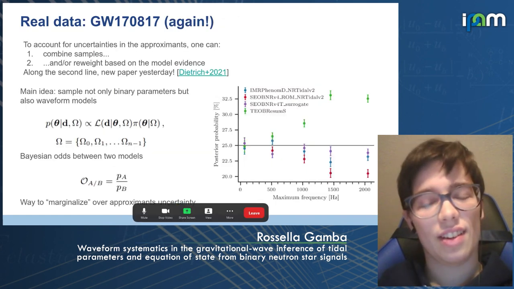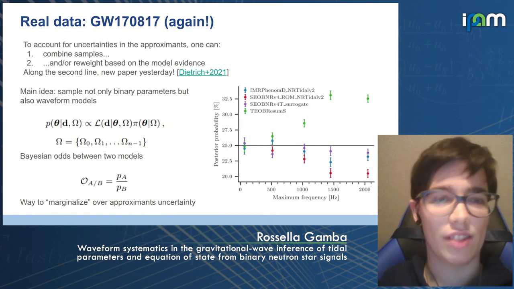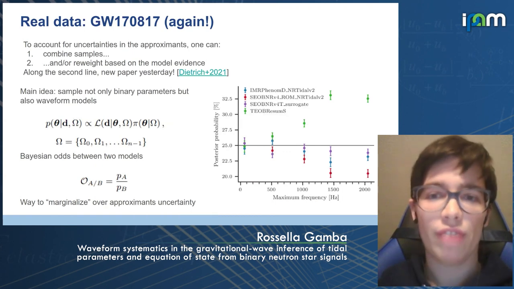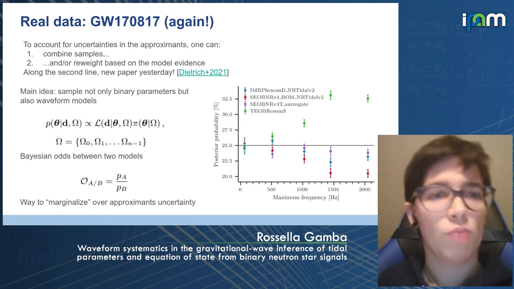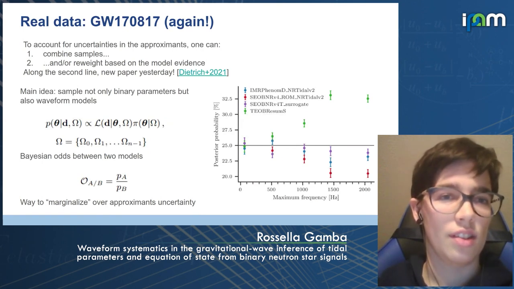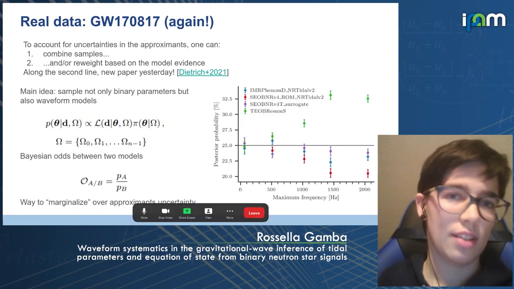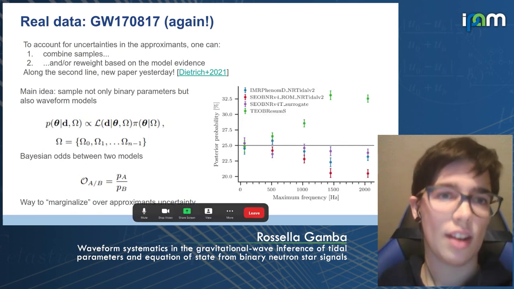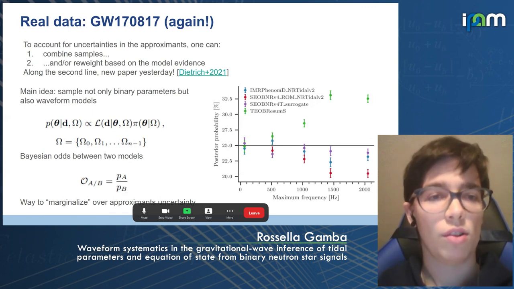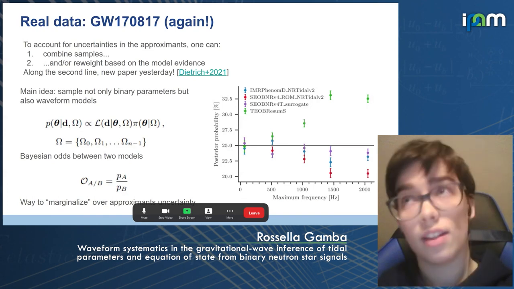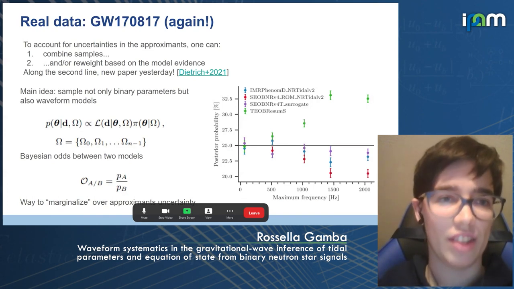Let's keep on talking about real data, and still about 170817, because when you are faced with a situation such as the one from before, you do want to try to account for uncertainties in the approximants somehow. And the way you can do that, and I think the way that LVC has done, not for 170817 but for BBH analysis, was to combine samples and or reweight them based on the waveform approximant evidence.